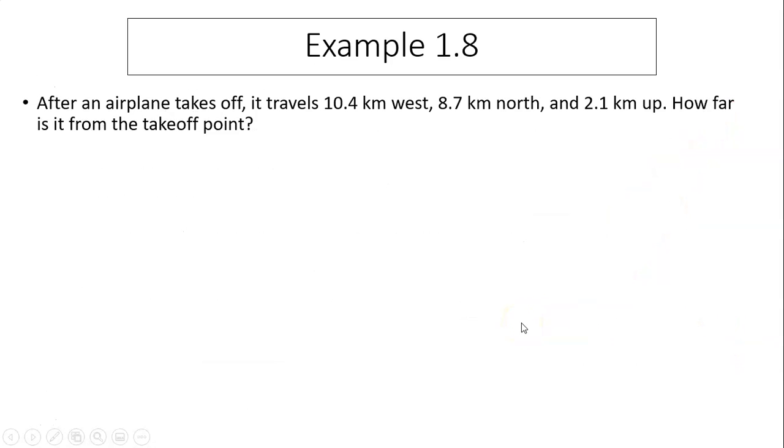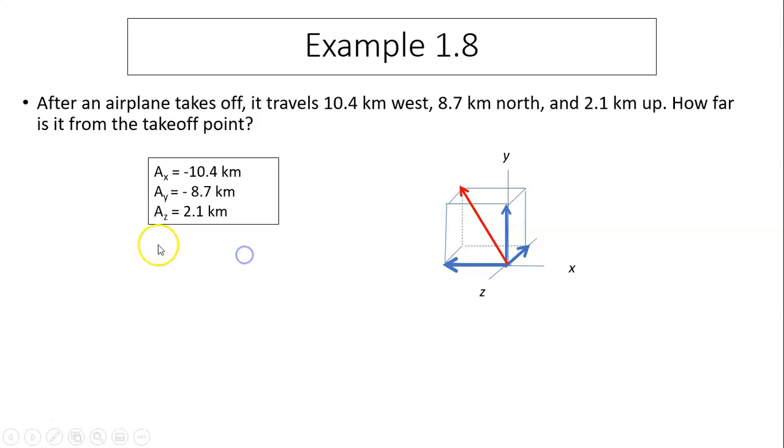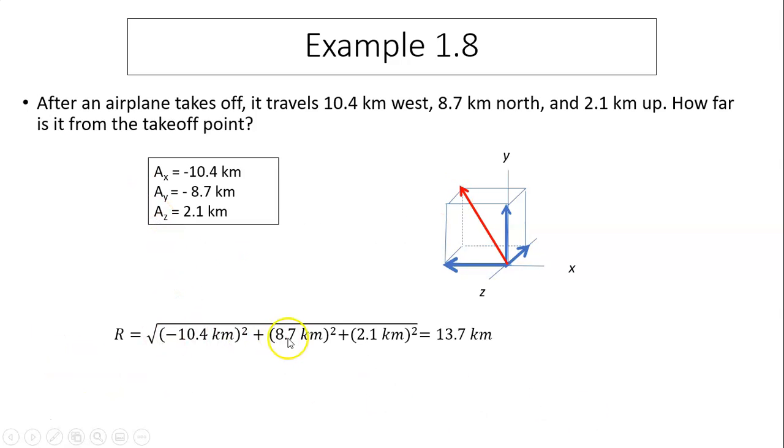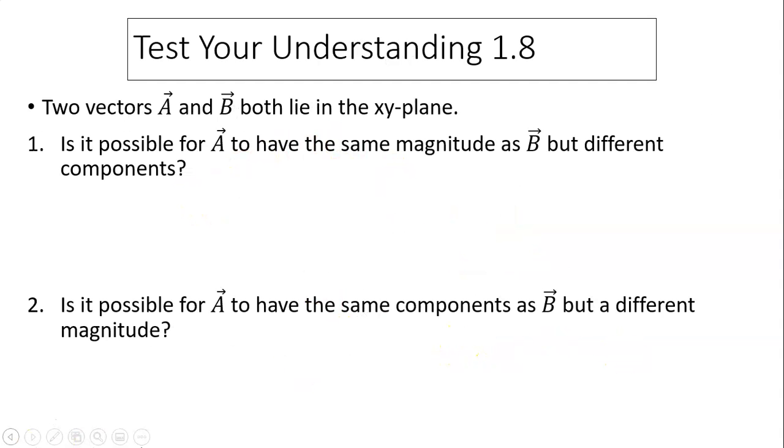Another example. After an airplane takes off, it travels 10 kilometers west, 8.7 kilometers north, and 2.1 kilometers up. How far is it from the takeoff point? Now you have three vectors. Basically you have this vector, that's west, this is north, then this one is up. To add three vectors, you simply use the Pythagorean theorem, adding all three together. You have 13.7 kilometers. Test your understanding.